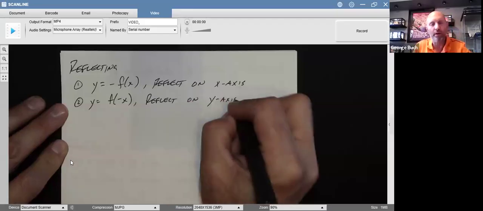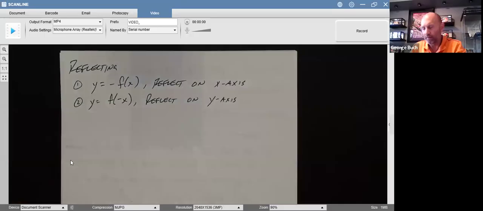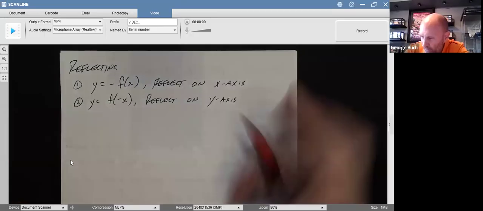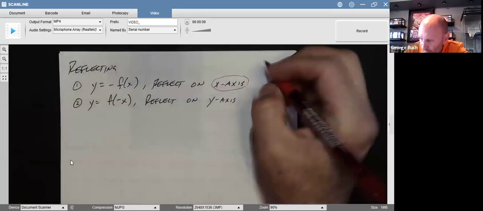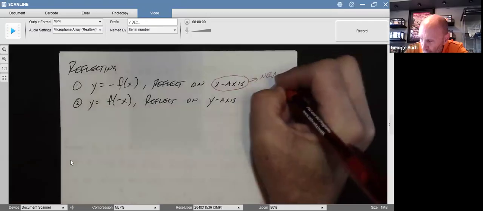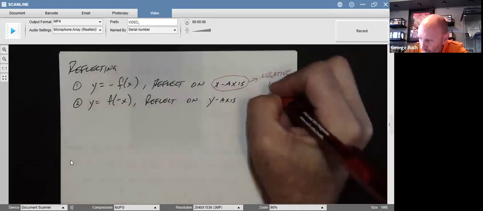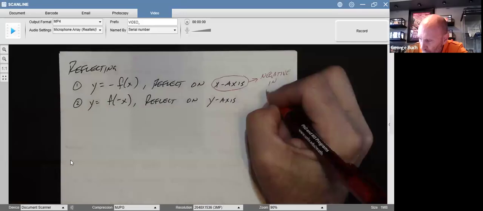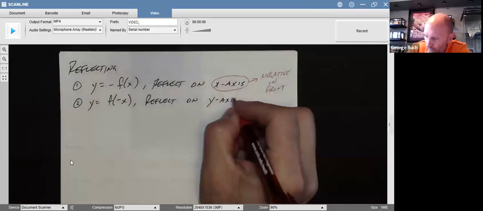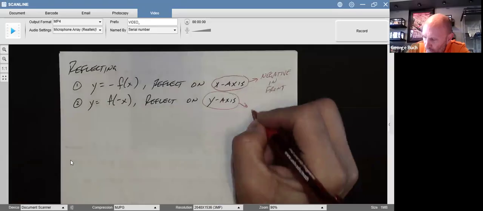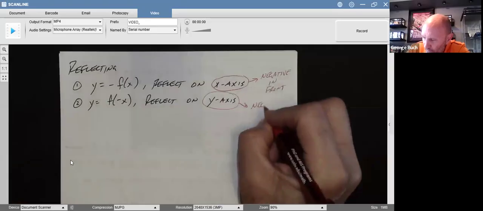And so again, if we want to simplify this, my x-axis reflection is if I have a negative in front. My y-axis reflection is if I have a negative inside.